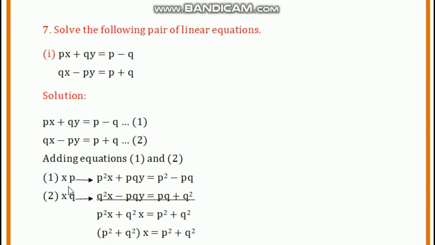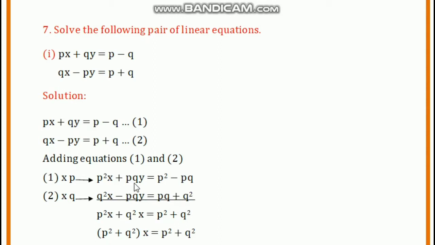So first equation multiply by p. If you multiply by p, we get p square x plus pqy equal to, and the right hand side also should be multiplied by p, so p square minus pq. In the second equation we need to multiply by q. If we multiply by q, we get q square x minus pqy equal to pq plus q square.